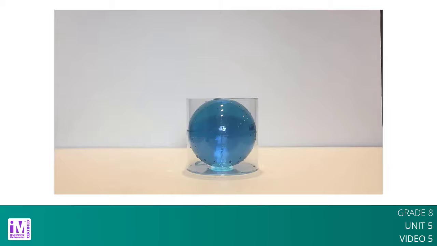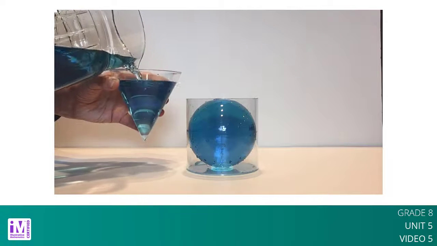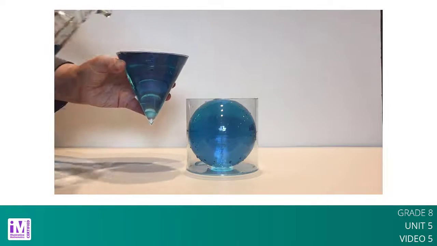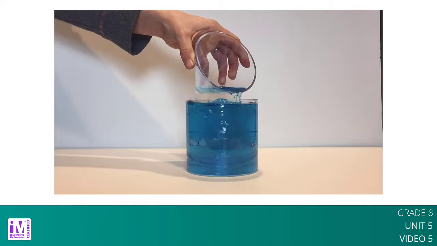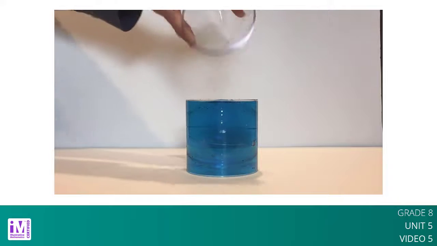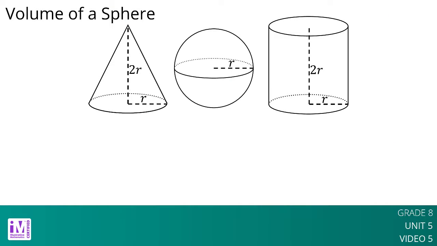It turns out, if we fit the sphere filled with water inside of this cylinder, and then fill this cone with water and pour that water into the cylinder, the cylinder would be completely filled. That means the volume of the cone and the volume of the sphere add up to the volume of the cylinder.